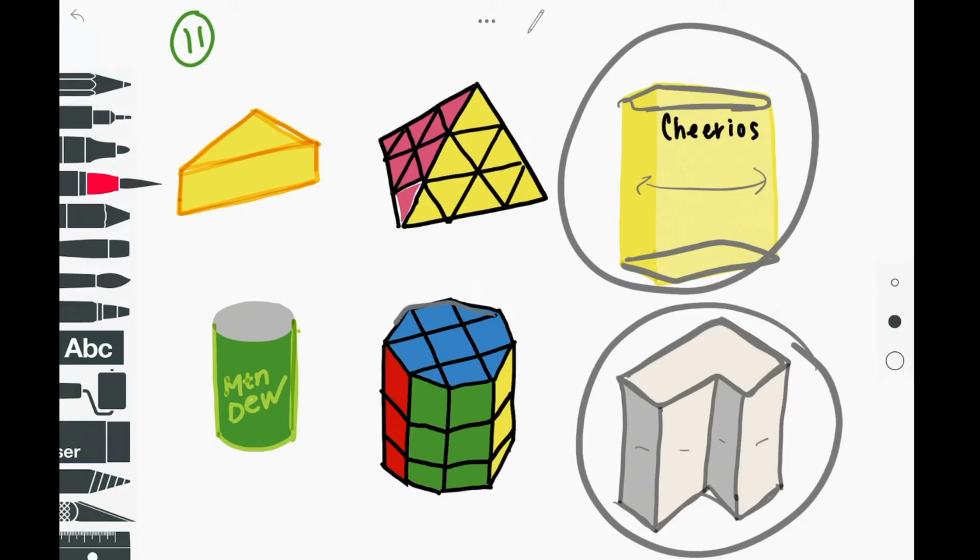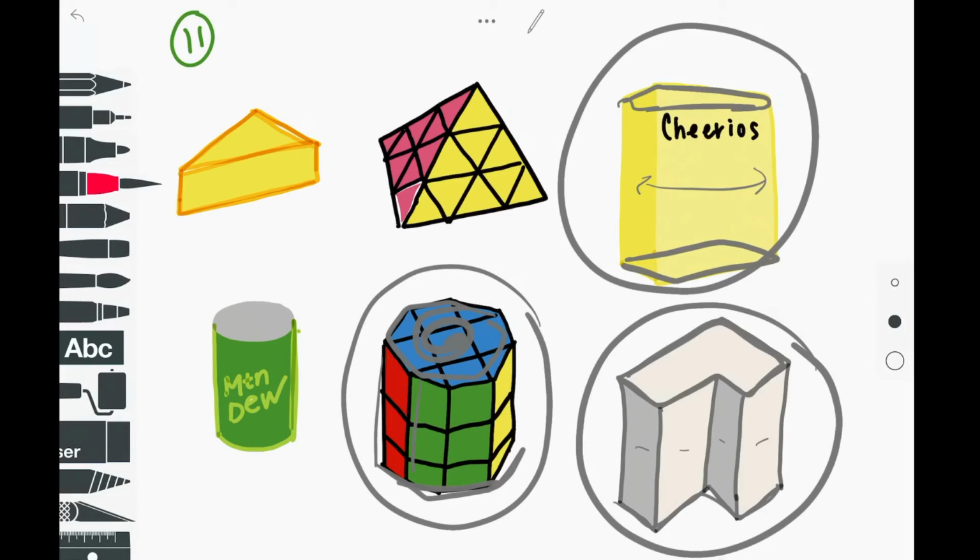Here's another one. It's got the octagon on the top, and then it would have an octagon on the bottom. All these sides around the edges are rectangles. Some of you said the Mountain Dew can. The only problem with that is that the bases aren't polygons. So that was kind of a fine print thing. This isn't even a polyhedron. So that one didn't count. They call that a cylinder, which is our topic for today's lesson.